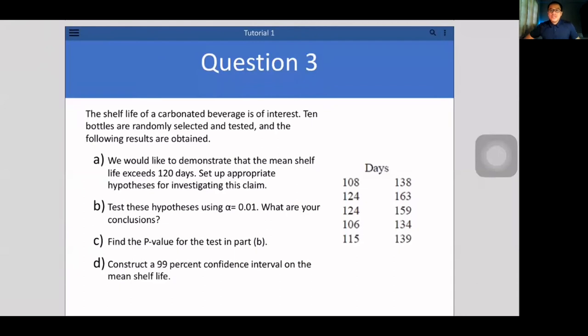All right. So here we have the numbers of beverage. What beverage? Doesn't matter, Sprite, Coca-Cola, whatever. So we just take 10 of them from the shelf and see if they are exceeding 120 days. Look at the numbers there. Some of them are 108, some 124, some 163, some 159. So technically, this is exceeding 120 days. So why bother? If by this you see that it's more than 120 days, so it's okay, 120 days can. But because this is a statistics class, please don't answer that in your answer script. Please do appropriate statistical analysis, yeah?